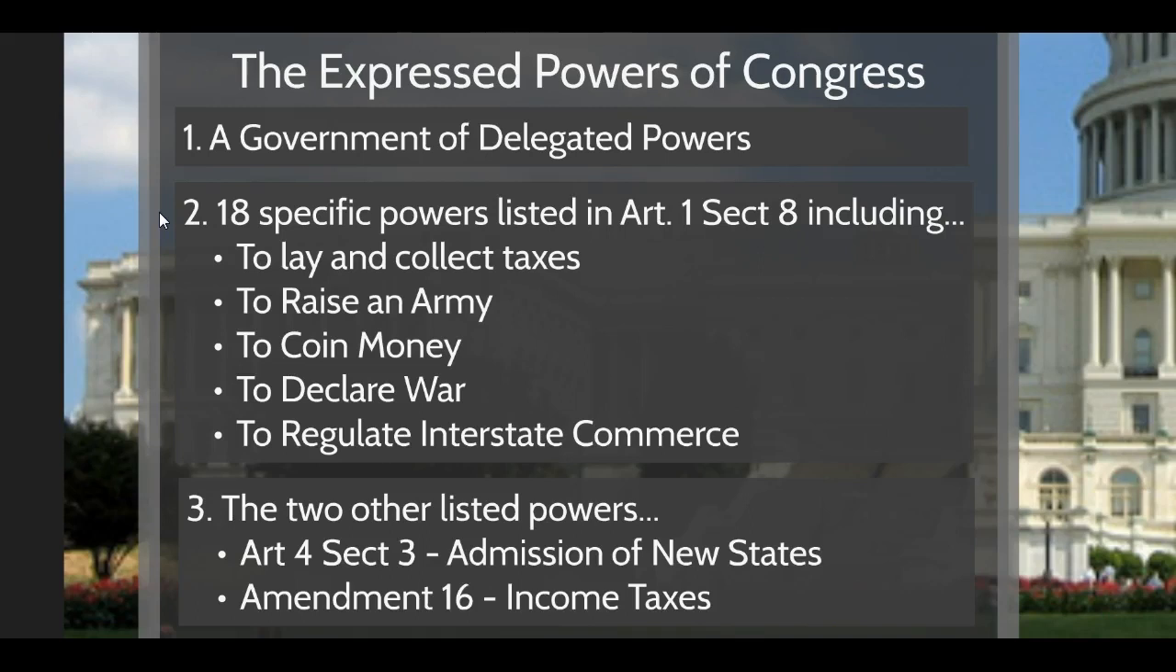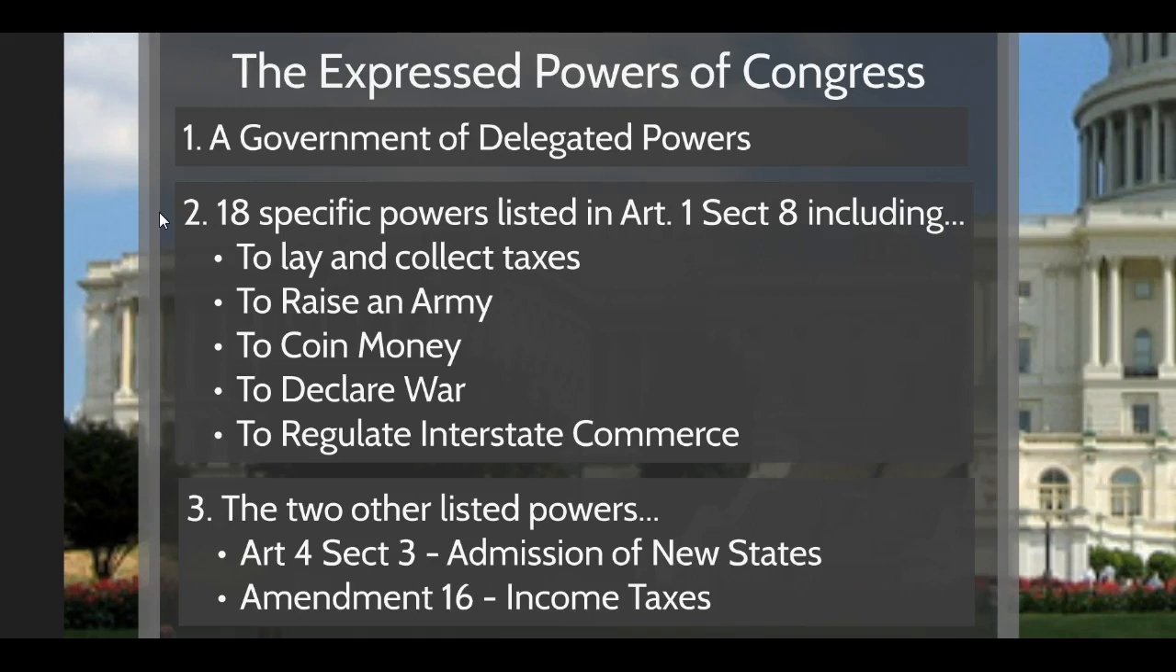And remember, these are federal powers. These are national powers. We would not want like the state of Indiana to have the power to declare war, or the state of Indiana to be able to make their own money. You think about the disruption that would make.